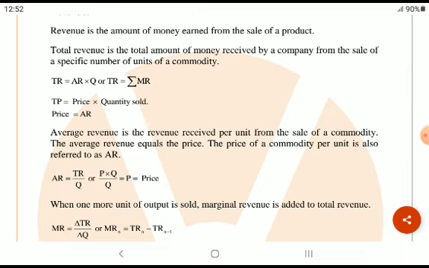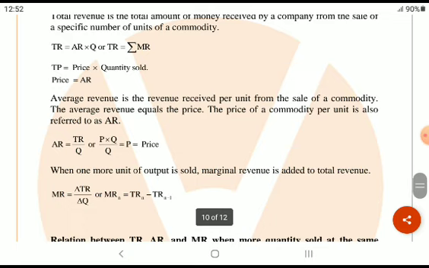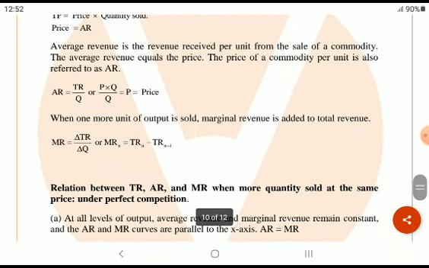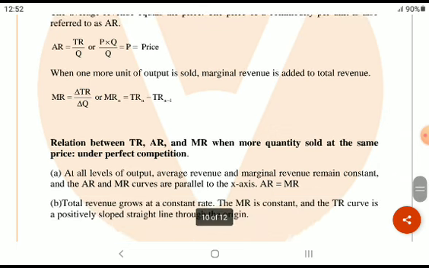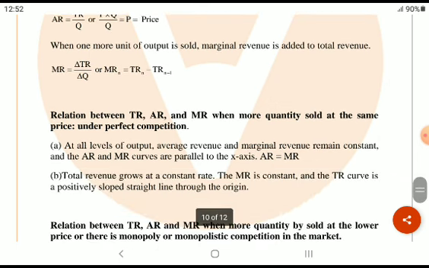So average revenue is the revenue received per unit from the sale of a commodity. The average revenue equals the price. The price of the commodity per unit is also referred to as AR. AR is equal to TR by Q, or P into Q by Q is equal to P, which is price. When more units of output are sold, marginal revenue is added to total revenue. MR is equal to change in TR by change in Q, or MR n is equal to TR n minus TR n minus 1 is the formula.